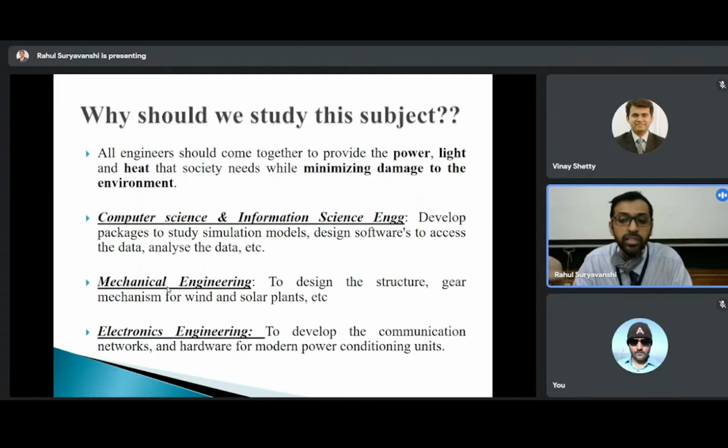Using CATIA software, they do a proper analysis of how the blades have to be designed so that they can use the maximum amount of wind available. Even at minimum wind speed, the turbine needs to rotate. Such things have to be done. Apart from that, there is a requirement for gear arrangements.